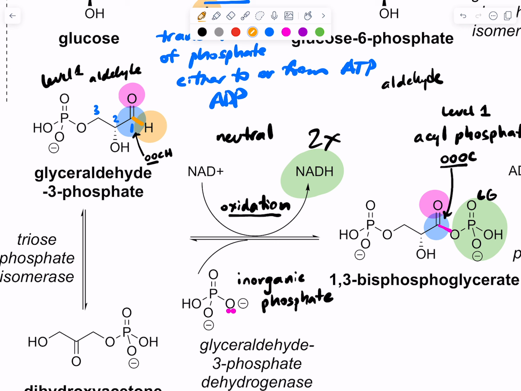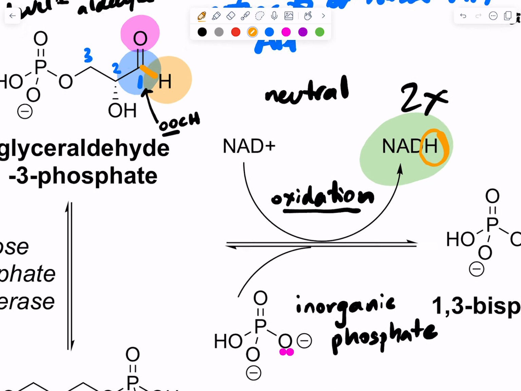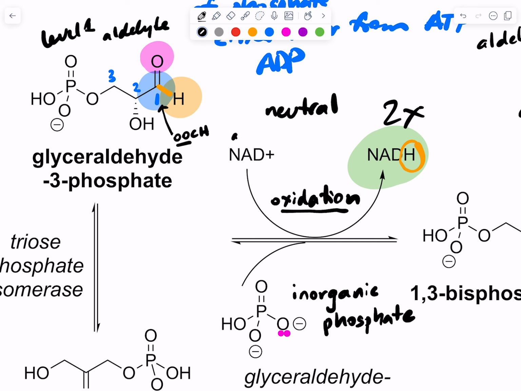Where did they go? They had to go somewhere. I bit my tongue while I was talking. That is annoying. They had to go somewhere, and the place they went is here to NADH. So we need to talk about how NAD plus is the thing that accepts the orange hydrogen with its electrons. The word for a hydrogen plus its 2 electrons is hydride, okay?